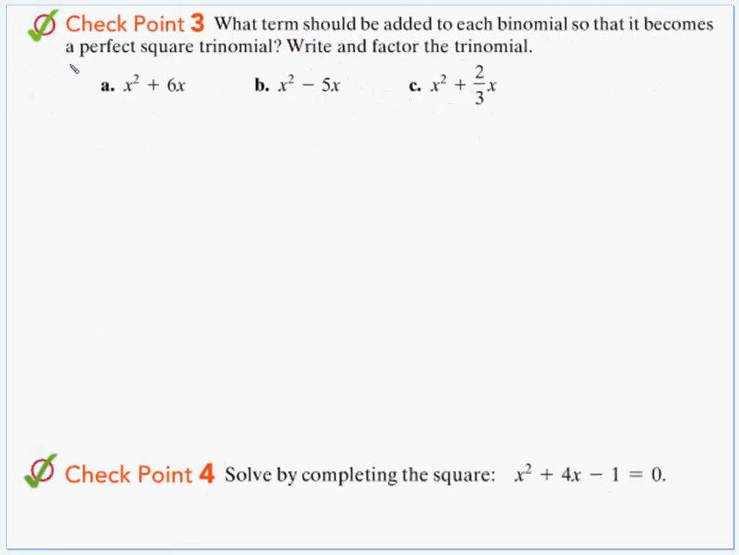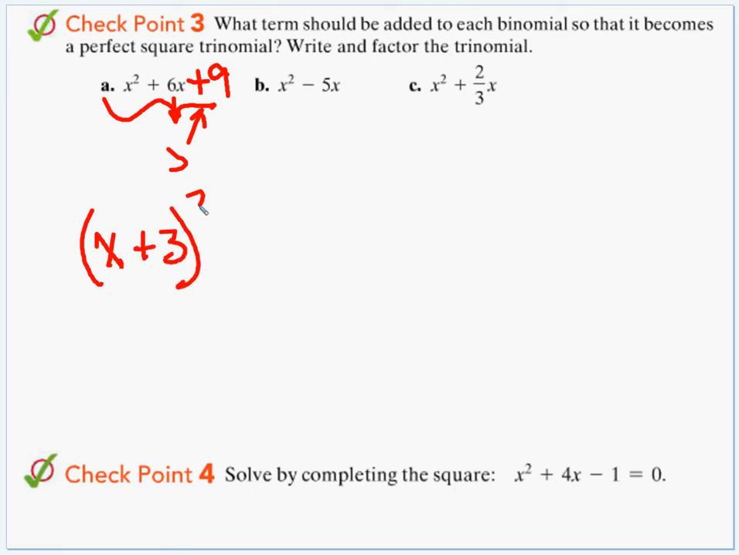All right, for the first one, remember, take this b value. We're going to cut it in half to a 3, but then we would have to square that when we bring it back. So that would be a +9. So then we could rewrite that. They really didn't ask us to in the directions, but I'm just having so much fun. x plus 3, quantity squared.